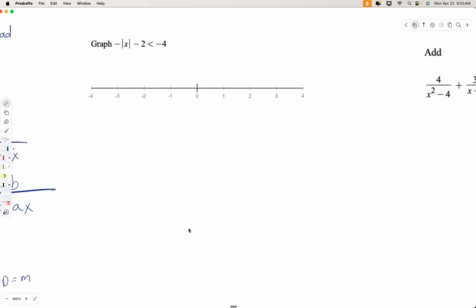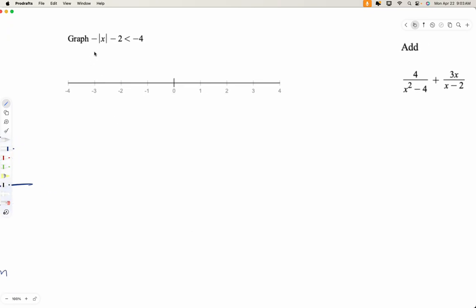So let's look at this graphing problem here. So we have negative absolute value of x minus 2 is less than negative 4. So let's look at each one. First of all, we got to get x by itself. So we're going to add 2 to both sides. Now we want to get rid of this negative sign. So we multiply everything by negative 1. So that gives me the absolute value of x. It takes the opposite of this, so we flip the sign, and the opposite of this, which would be positive 2.